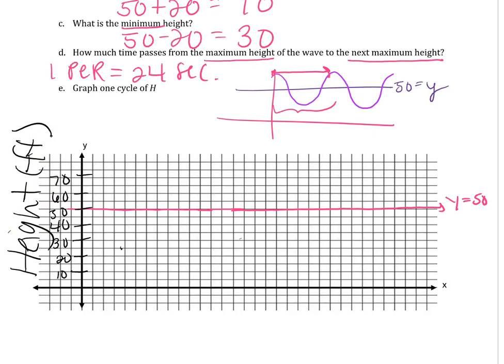And our x-axis is going to be time in seconds. I only need 24 seconds for one cycle of this, and that's what it wants me to graph, one cycle. So I'm going to make every 3 boxes equal to 6.